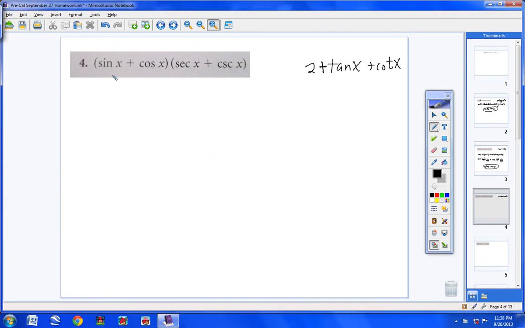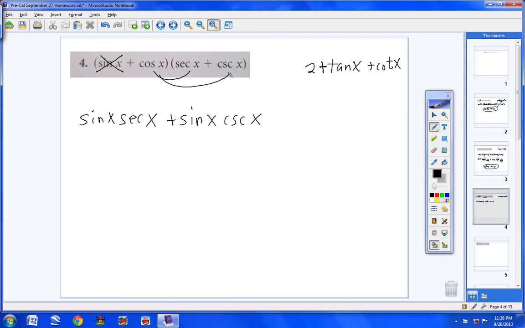The first thing we're going to do is take our sine and multiply it through like that. So sine times secant will be sine x secant x. By the way, you're going to do a lot of writing. It's really annoying. Your hand's going to hurt after a while. So sine times secant, and then sine times cosecant would be sine x cosecant x. So good, I'm done with my sine.